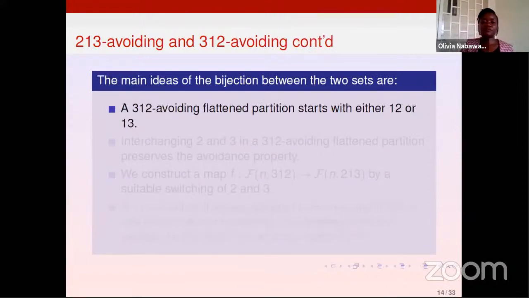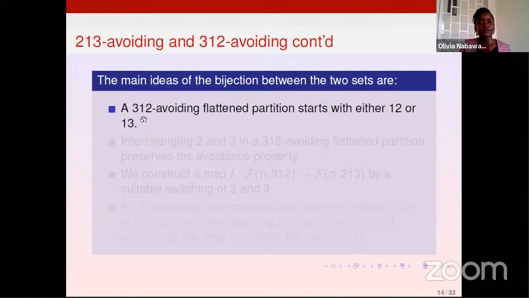And we do this because if there are two sets with the same size, then that suggests a possible bijection between them. So I give a bijection between those two sets. I'll not go into the details of the proofs, but I'll just give the main ideas in the bijection.